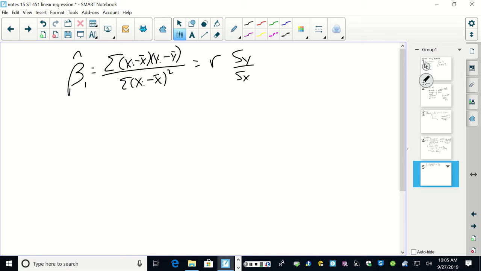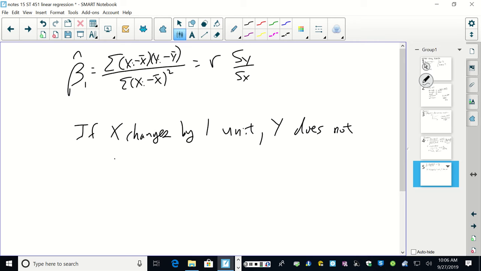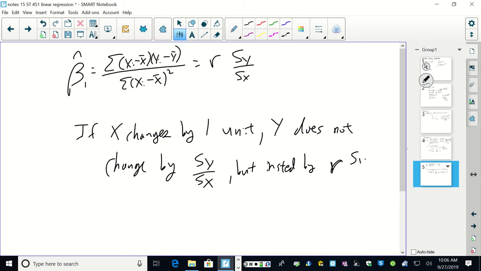So this has an important interpretation, and this is where the term regression came from. If x changes by 1 unit, y does not change by sy over sx, but instead by less than that: r times sy over sx.